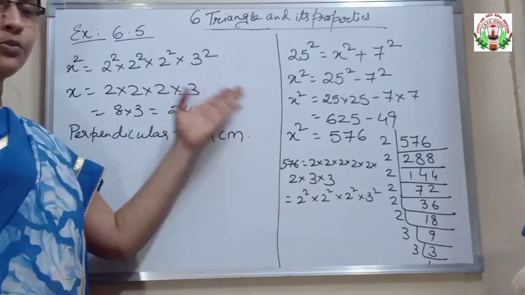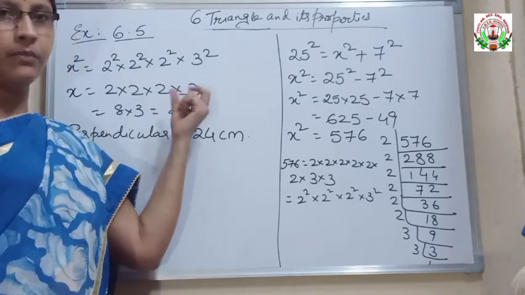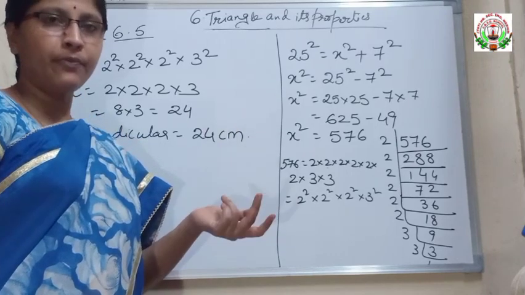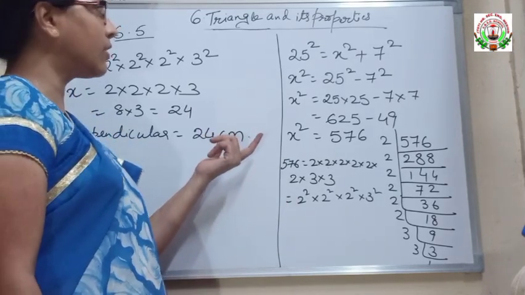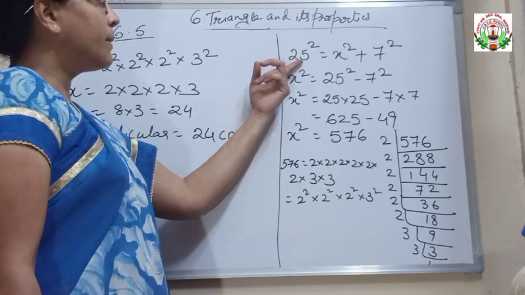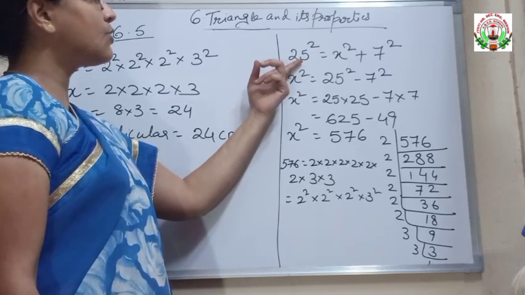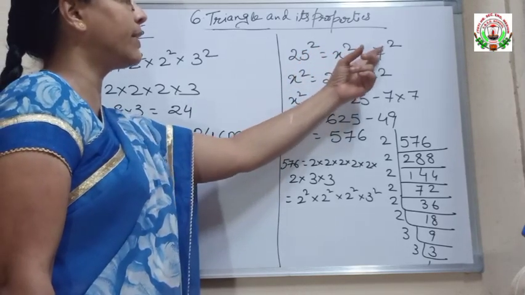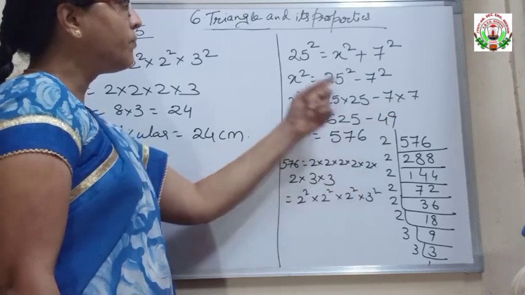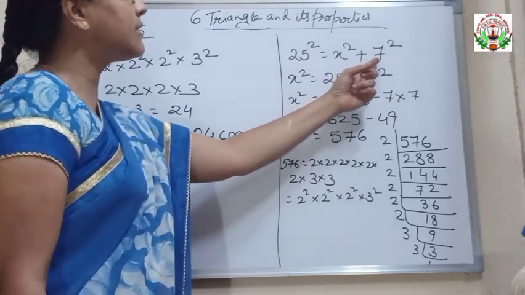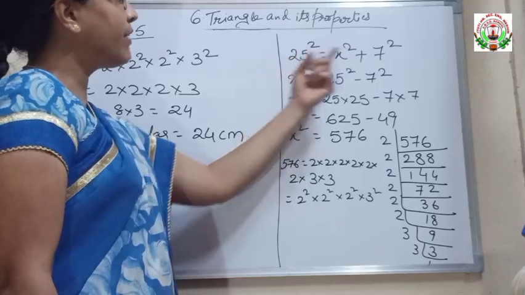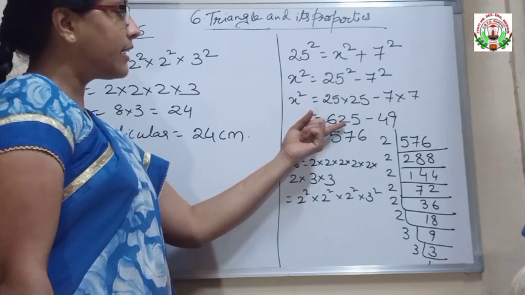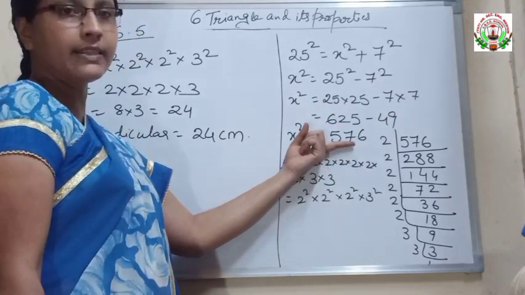See, we have used the Pythagoras theorem in this figure. In the second question, hypotenuse is given, base is given. We have to find the perpendicular. For that, we have used the Pythagoras theorem. Hypotenuse is given as 25 centimeters. So 25 square is equal to x square plus base square, that is 7 square. 7 square is 49. I have transferred this to the left hand side, so 25 square minus 7 square. 25 square is 625 and 625 minus 49 is 576.